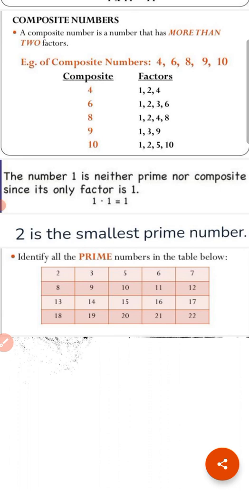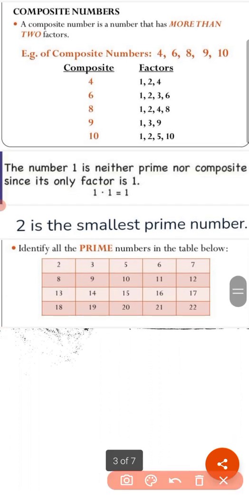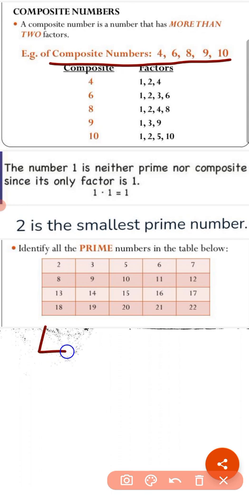Prime number has only two factors, 1 and the number itself. The numbers other than prime, that is known as composite numbers, which has more than two factors. So how will we check a number is composite or not? Let us start from the number 4. Here a few composite numbers are given: 4, 6, 8, 9, 10. Let us start with 4.